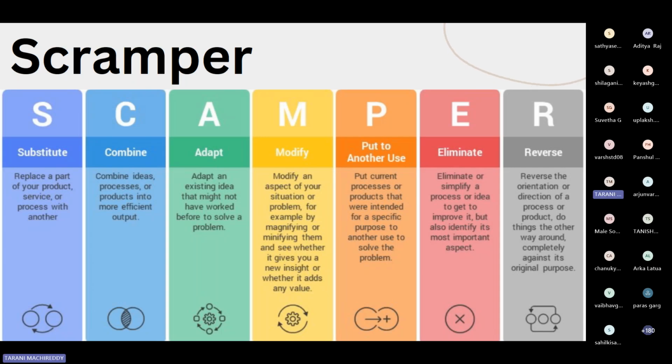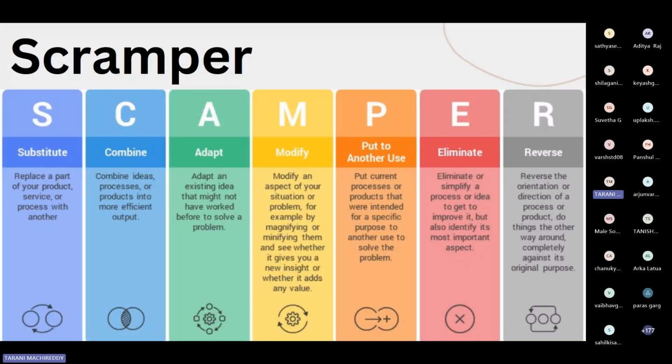So SCAMPER is also one of the ideation techniques used mostly. The name itself can tell. In SCAMPER, S stands for substitute, C stands for combine. Okay, let me explain this. From the name of SCAMPER, where S stands for substitute, we can replace a part of our product or service with another process and make it useful to the product, useful to the persons using the product or not. And C tends to combine ideas, processes or products into more efficient output. Like we can combine anything with our product or not.